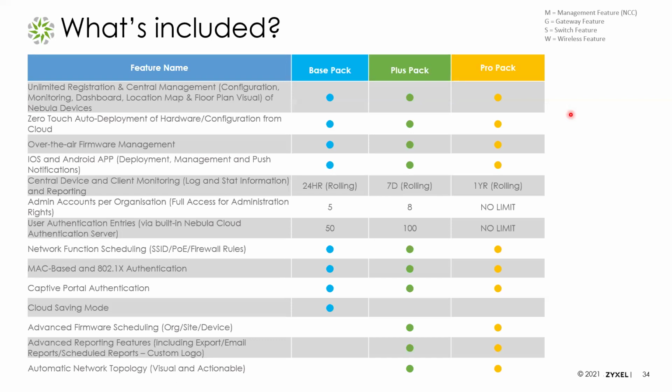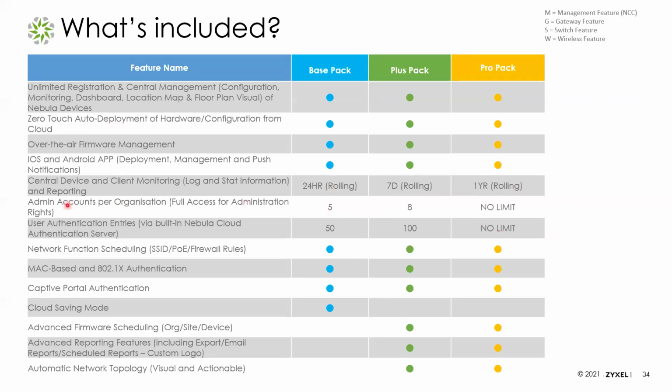Now, one area here where we're going to start seeing some differences is when it comes to log information. The free version of Nebula will store 24 hours worth of logs in the cloud. Plus Pack will store a week of logs in the cloud, and Pro Pack will store a year's worth of logs in the cloud. Now with Nebula, we do still support the standard syslog. So if you need more than 24 hours of logs, you can always set up your own syslog server and have the free version of Nebula export the logs to that syslog server for you.